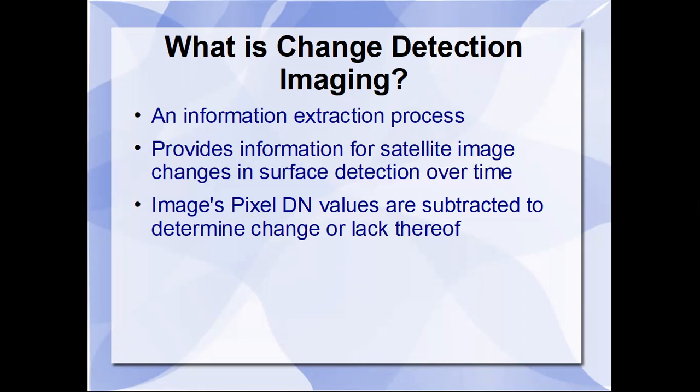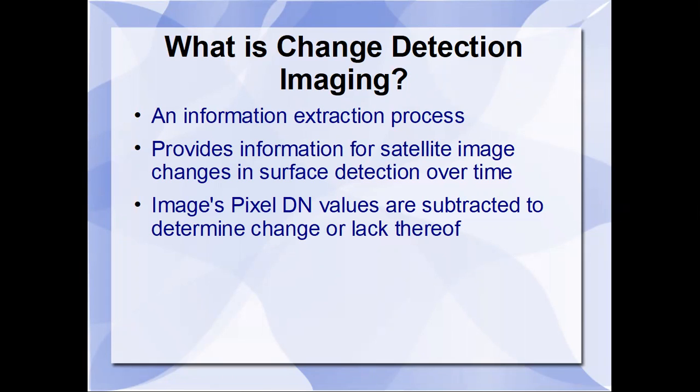It's straight from the textbook from Sabins and Ellis, chapter 9, page 244, if anyone is interested. Change detection images provide information from satellite image changes in surface detection over time using 2 or more images. Most of the articles that I came across only used 2 separate images, one before an event and one after. But you can use more than 2 for any kind of project.